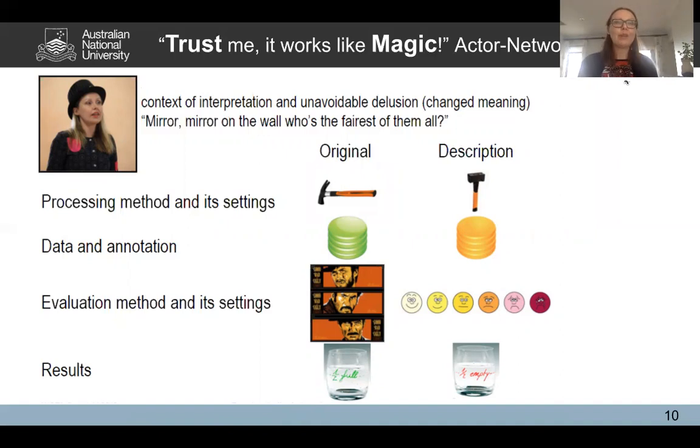We could also say, mirror, mirror on the wall, who's the fairest of them all? Machine learning tends to be a mirror. It's the mirror of the past, the historical data we have, to the future. All the imperfections of that data are going to be there in the future, and it's going to make a change. Very rarely is the processing method and its setting the same.